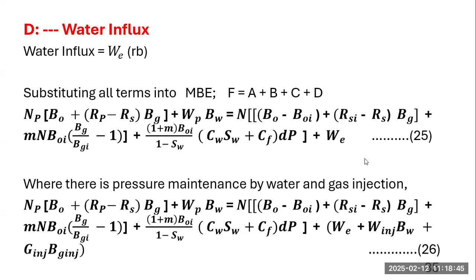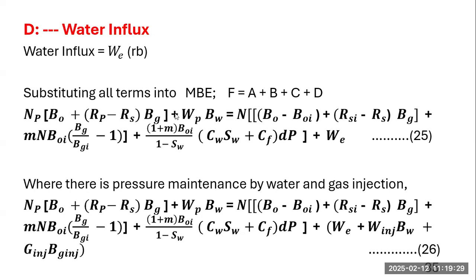Now let's go to D. D is simply your water influx, WE in reservoir barrel. That's all for your D. So substituting all terms into your material balance equation, your F, which is underground withdrawal, you have your A, your B, your C, and your D. So you have equation 25. To the left-hand side, you have your F, and to the right-hand side, you have your A plus B plus C plus D.